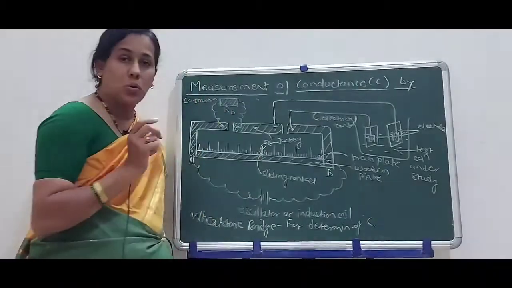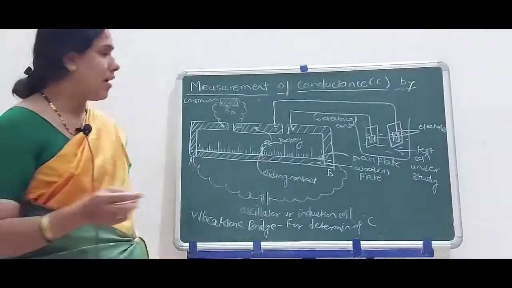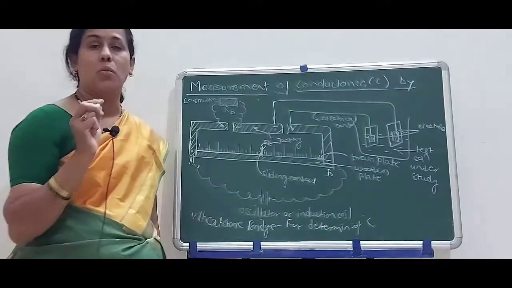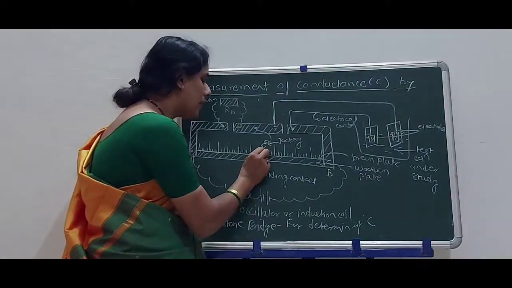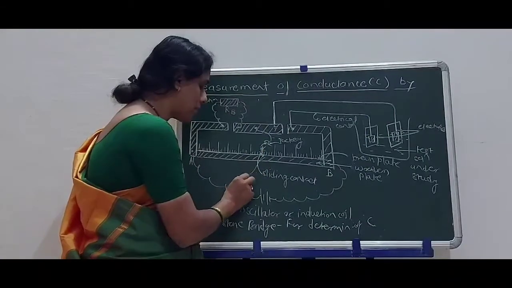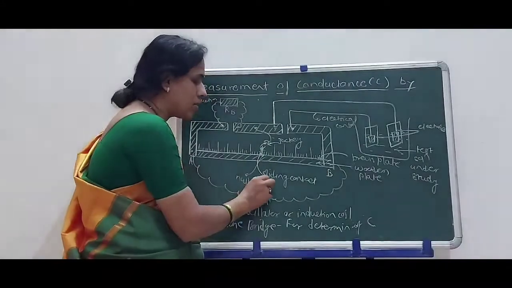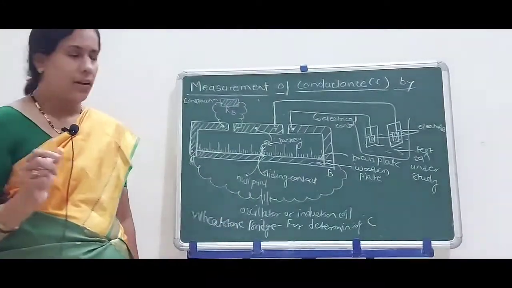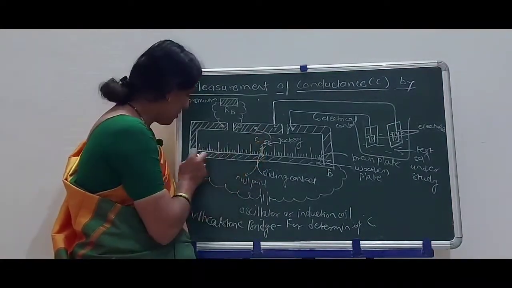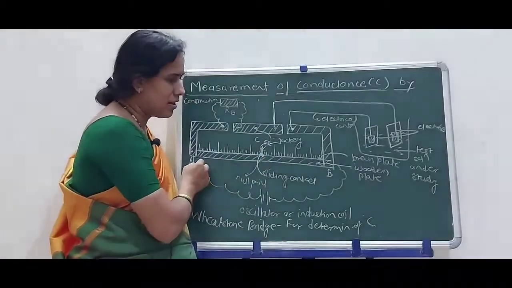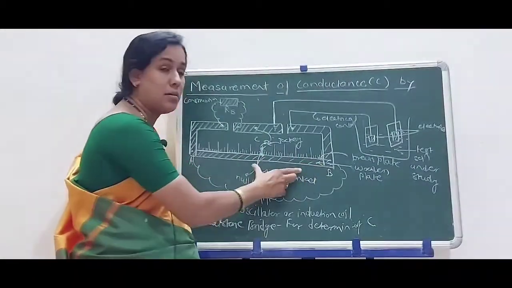When it shows a null deflection, at that time we get the minimum sound through the headphones. Suppose this is at this point, that point is called the null point, or null deflection reading. At that point we have to measure, suppose this point is called C, the distance AC, length AC and the length BC.